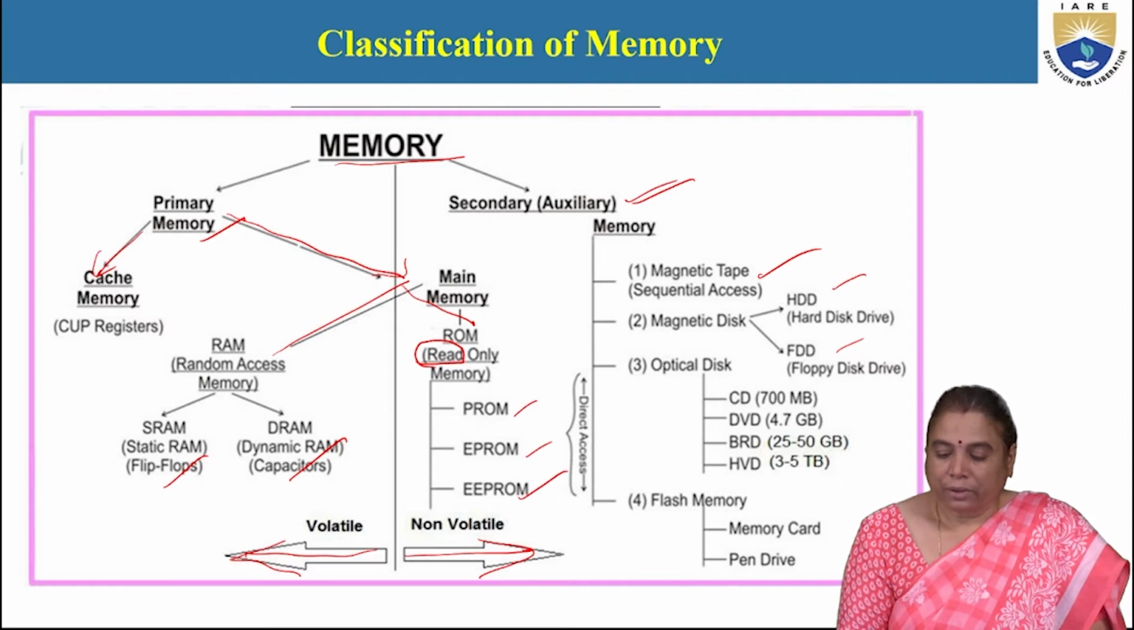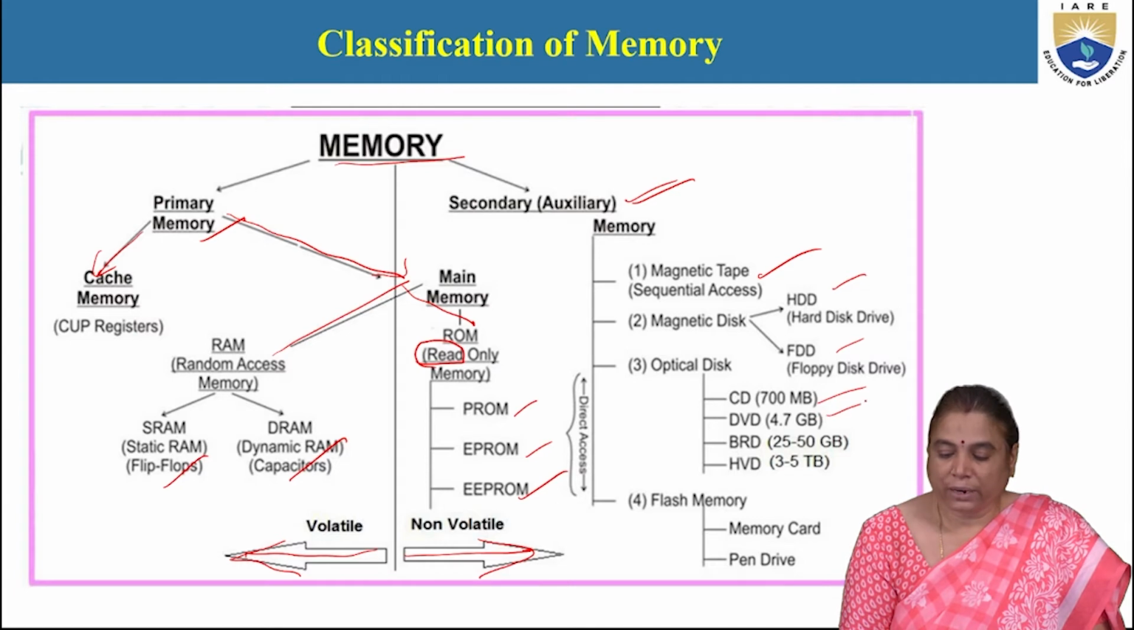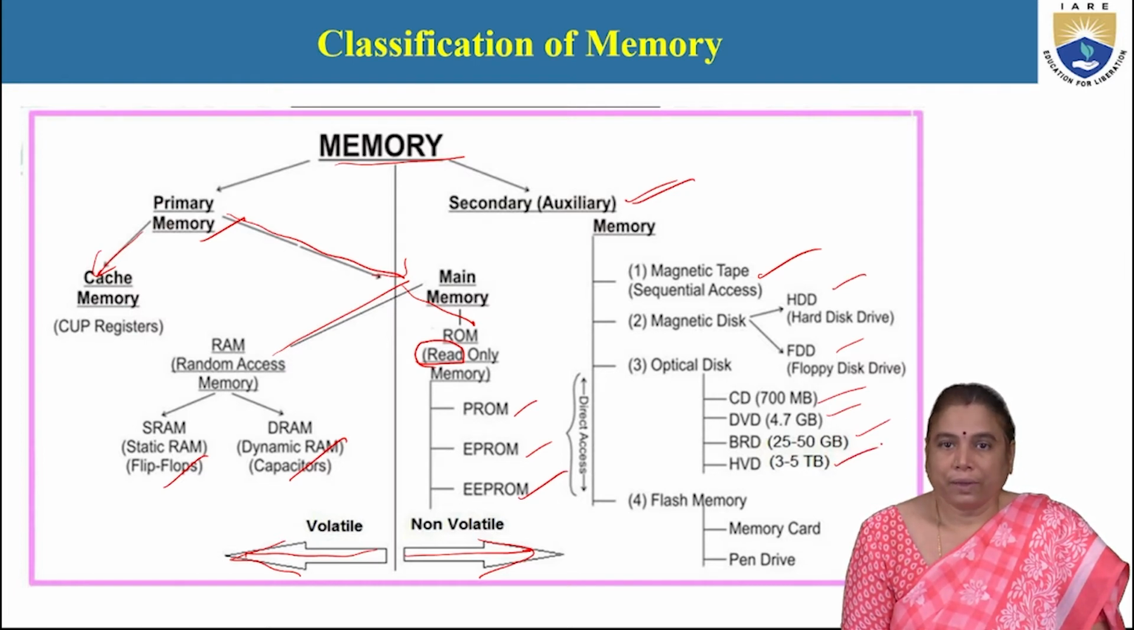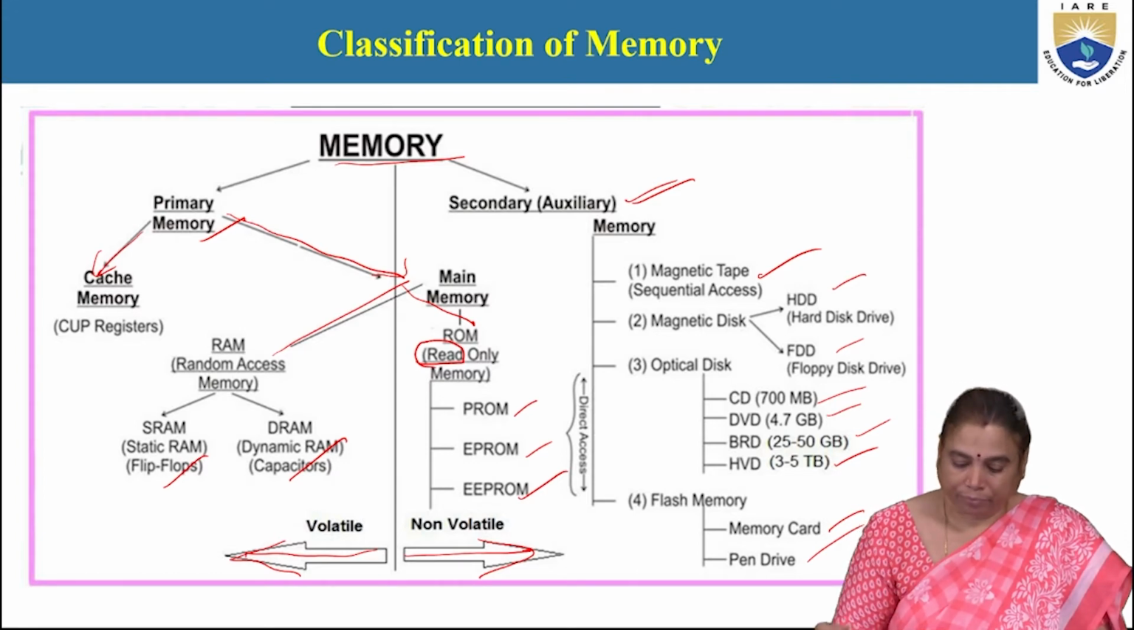Next, optical disk: CD with 700 MB capacity, DVD 4.7 GB capacity, BRD 25 to 50 GB, HVD 3 to 5 terabyte. All these are varieties of optical disk. Flash memories are another variety of auxiliary memory. Memory card and pen drive can be used as secondary storage devices which facilitate portability. So these are the classification of memory.